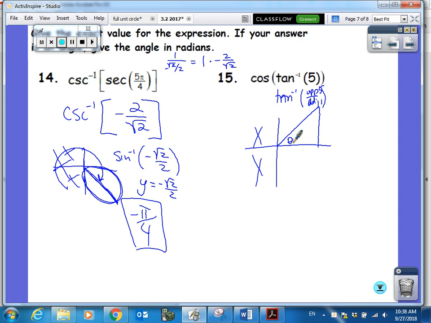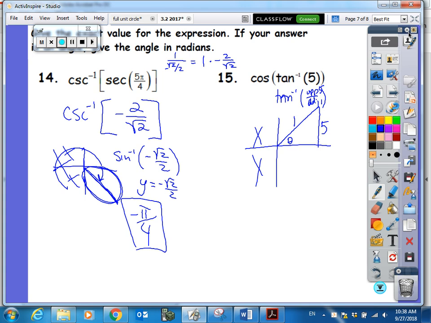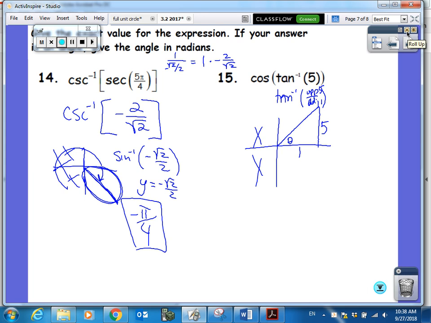All right, so opposite is 5, adjacent is 1. Whoops, that's not adjacent. 1. So a squared plus b squared equals c squared. 1 squared plus 5 squared, so 1 plus 25, 26. Square root of 26. 26 doesn't have any factors that are perfect, so we're good.